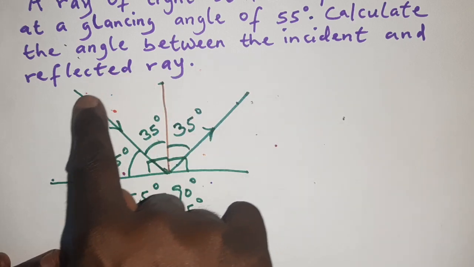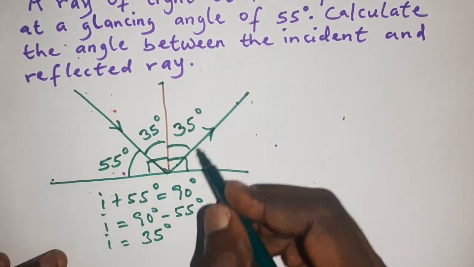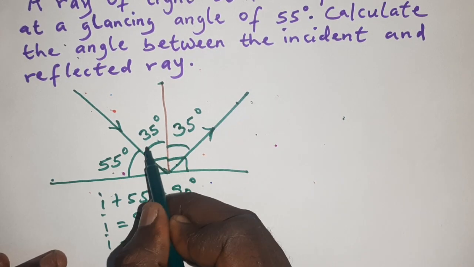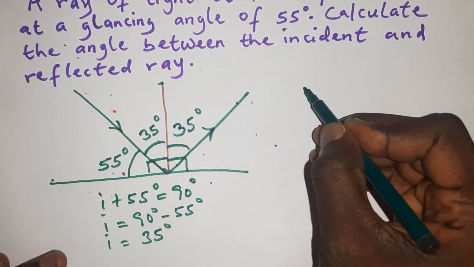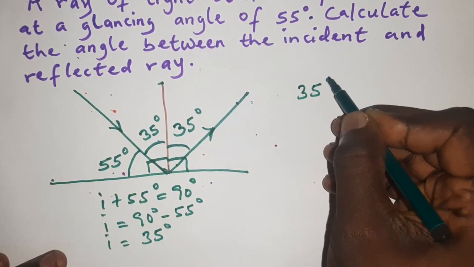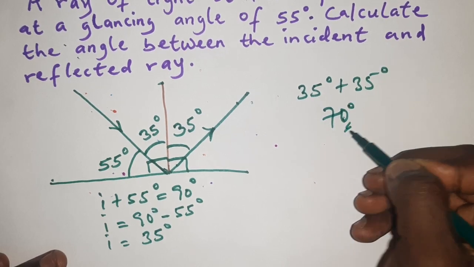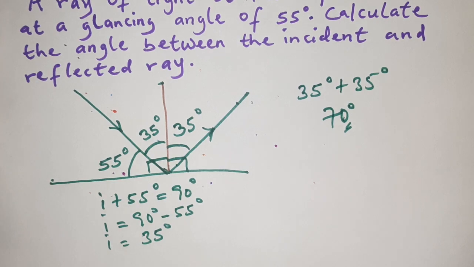So the angle between the reflected ray and the incident ray will now be the sum of these angles. After all, just by looking at it, these two angles are the angles between the incident ray and the reflected ray. So I'll just sum them up. 35 degrees plus 35 degrees gives me 70 degrees as the value of the angle between the incident ray and the reflected ray. So very simple.